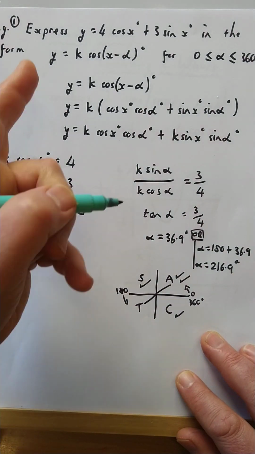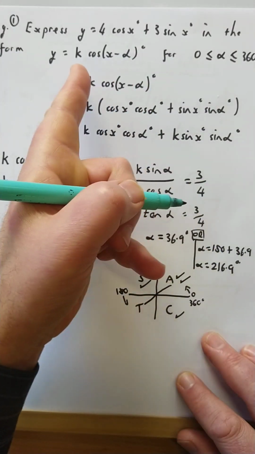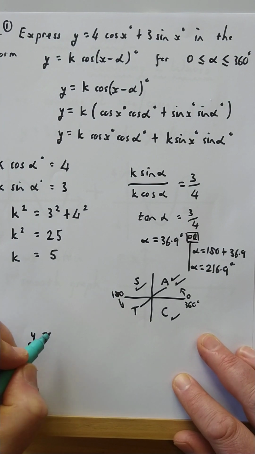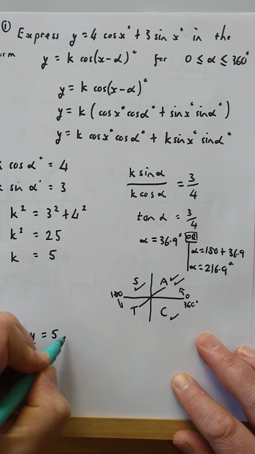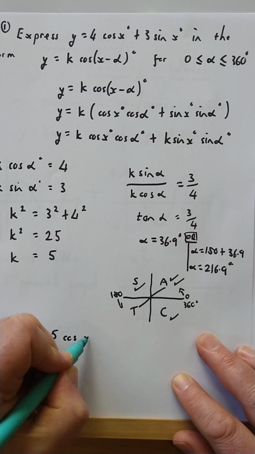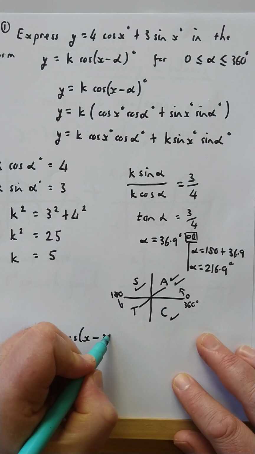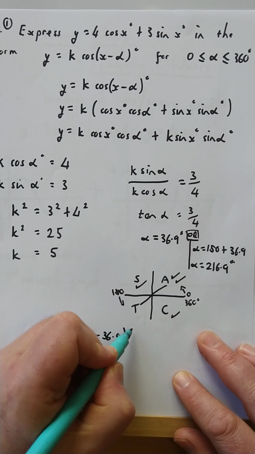So in conclusion, the question said express in the form, so I will do that. y equals 5 cos x minus, and we said it was the 36.9 degrees.